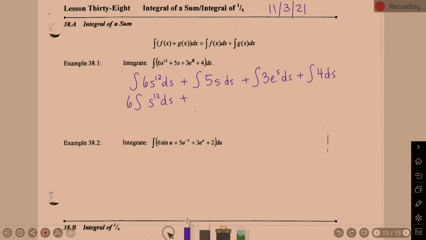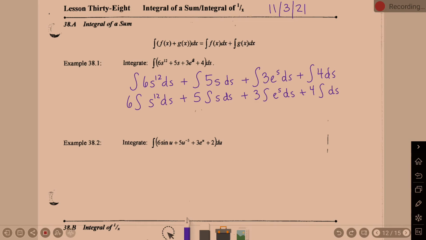The 6 is already there. Plus, on the next one, that means we can put the 5 out front. So it's 5 integral of s ds. Plus, on the next one, there's a 3. So the 3 can be pulled out front. So 3 integral of e to the s ds. And then the last one, there's a 4. You can put that 4 out front and say 4 integral of ds. Again, that's fancy notation. This notation is good to understand what things you can and can't do. Okay, understanding integral rules is what I'm trying to get you to do here.